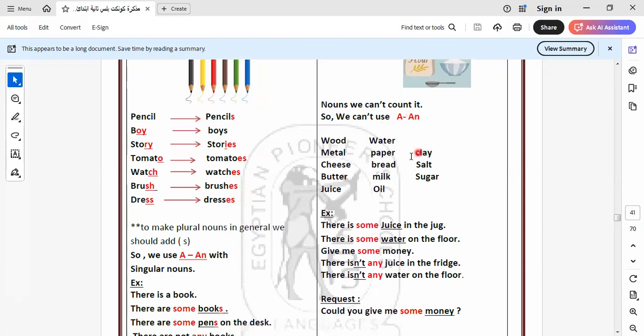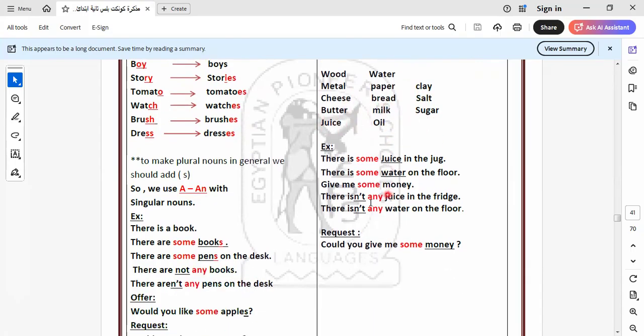Here we have uncountable nouns like wood, water, metal, paper, cheese, bread, salt, butter, milk, sugar, juice, and oil.